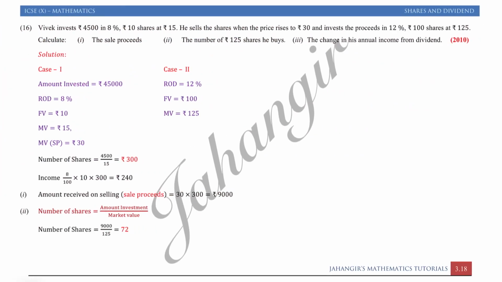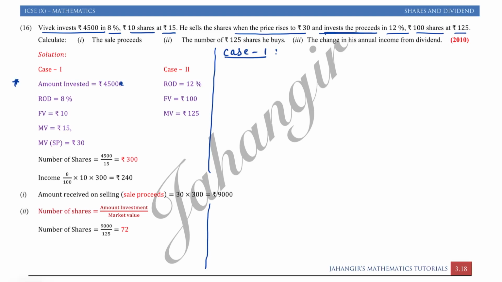Question 16. Vivek invests rupees 4500 in 8% rupees 10 shares at rupees 15. He sells the shares when the price rises to 30 rupees and invests the proceeds. Here, this is a sale proceeds question. In 12% rupees 100 shares at rupees 2125. Find the sale proceeds. So let us do step by step. First we will write case 1.